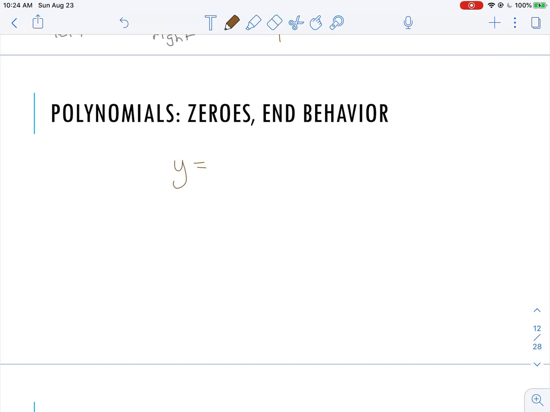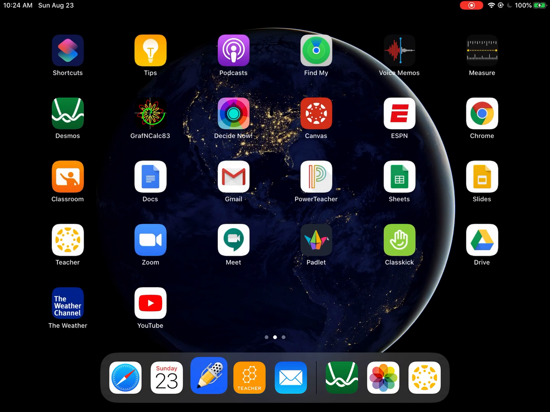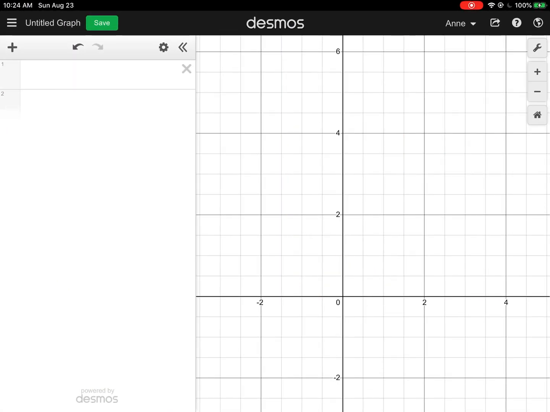Let's go ahead and look at a different function. Let's say we have y equals negative 2x to the fifth minus 3x to the fourth plus 2x minus 3. We want to talk about the zeros and end behavior of this graph. So let's go into Desmos and graph this. Negative 2x to the fifth minus 3x to the fourth plus 2x minus 3.